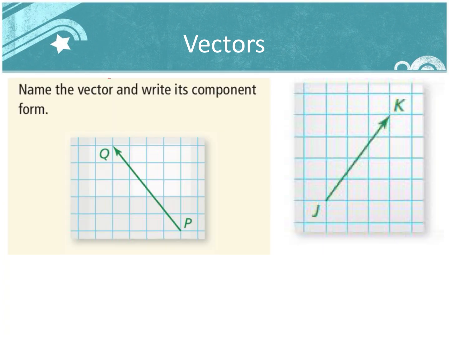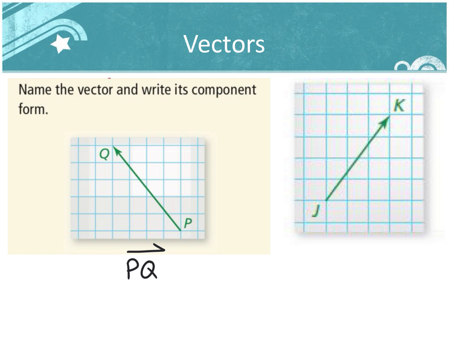Okay, so to name the vector, you guys will name it very similar to what you named the line, or better yet, a ray. So this one we would name PQ, with the arrow going from P to Q, as that is the direction the vector is going.